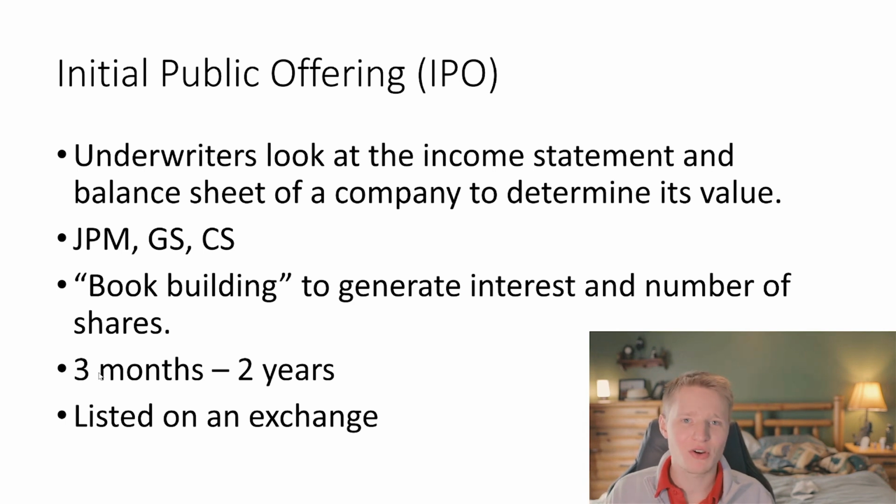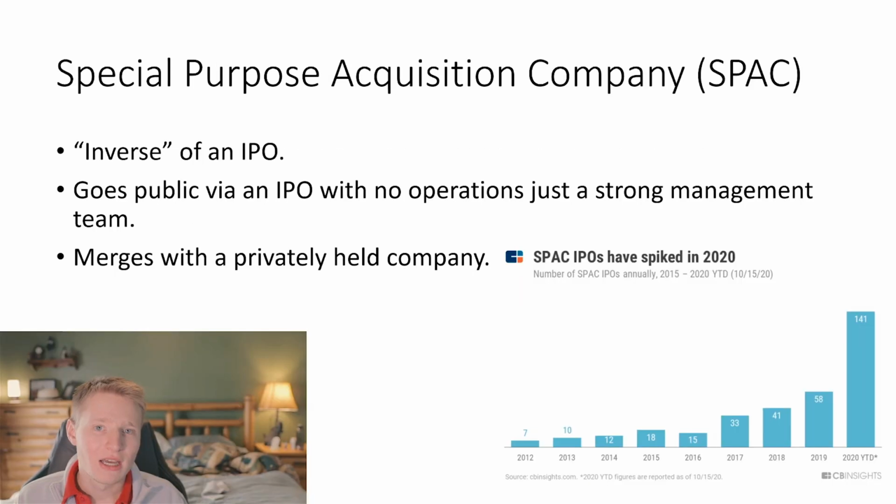But after hearing all that, what do you think the one problem is with going this IPO route? And if you've seen other videos that I've made, you probably already know that the problem is with these guys right here. So JP Morgan, Goldman Sachs, and Charles Schwab are going to take a commission for underwriting your business, and it could be anywhere between 5 to 20%. And so this has introduced something called a SPAC.